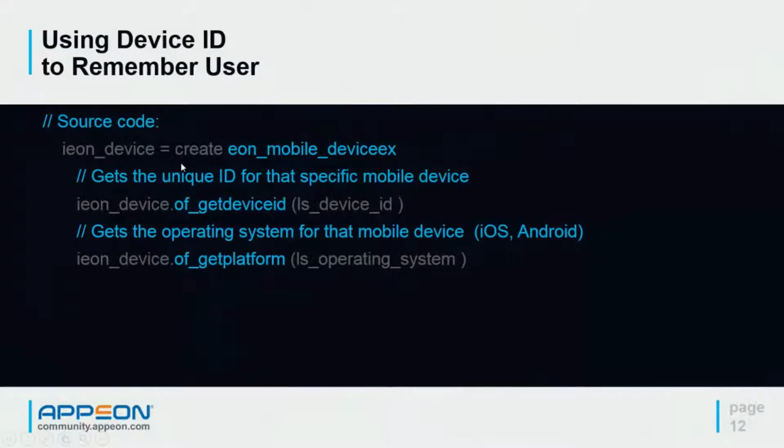First of all, you need to create an instance of this object, Eon Mobile Device X. You put it in an instance variable, and the first function gets a unique ID for that specific mobile device. So when you call the function, the device ID is going to be stored in this local string. Also, you want to get the operating system for that mobile device, so you call the function get platform, and the value is going to be stored in this string variable. That's basically what you need.